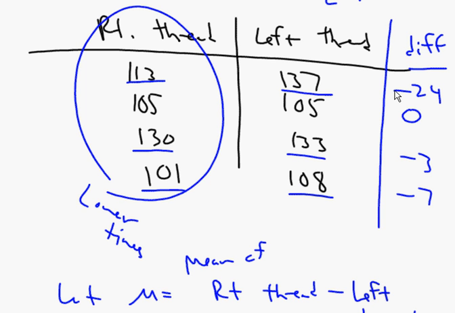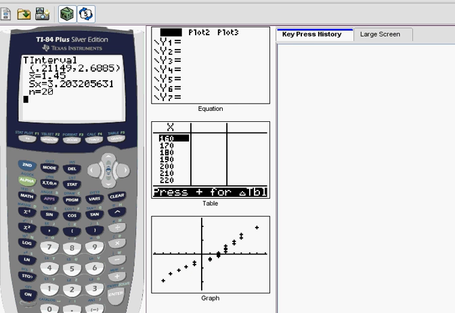A problem like this screams out matched pairs, because some people are going to be better at twisting screws than others. Like for me, for example, I have lots of experience with using screwdrivers and fixing things. So my times would generally be lower no matter what the thread was. Okay? So let's get our calculator out and put some of this information in.